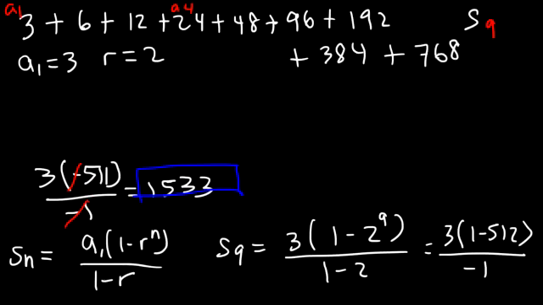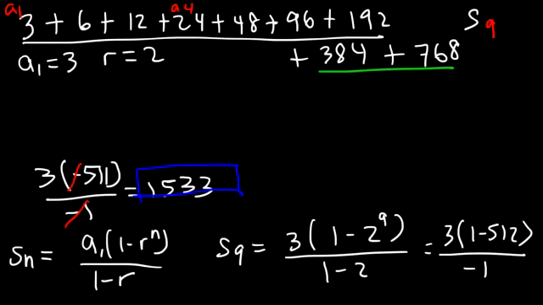So let's add the 9 numbers that we see here. So 3 plus 6 plus 12 plus 24 plus 48 plus 96 plus 192 plus 384 plus 768. This will give you the same answer of 1,533.